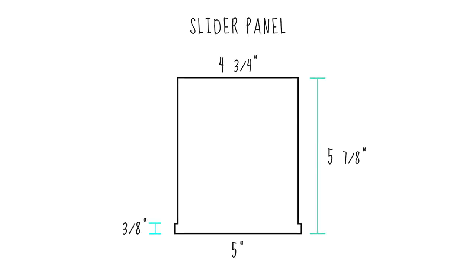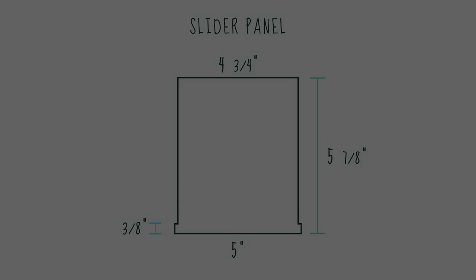For the slider panel, I started with a 5 by 5 7/8 of an inch piece of white cardstock and cut off two thin slivers on the sides to create a stop. We can't use cellophane this time because the panel needs to slide all the way up to reveal the inlay hearts.